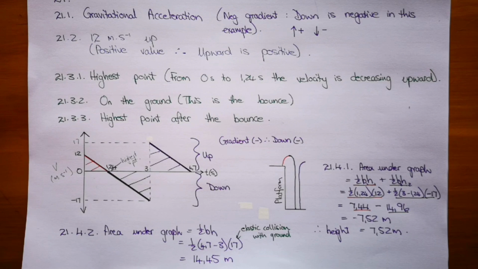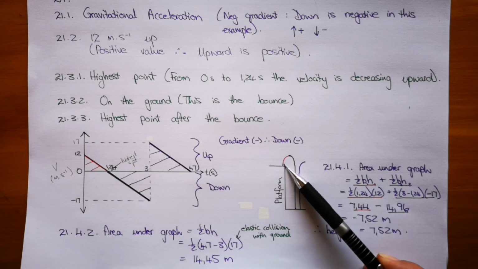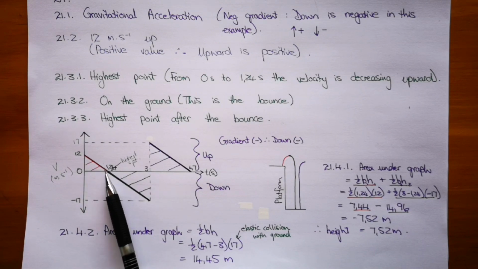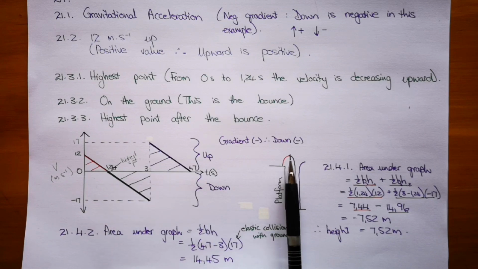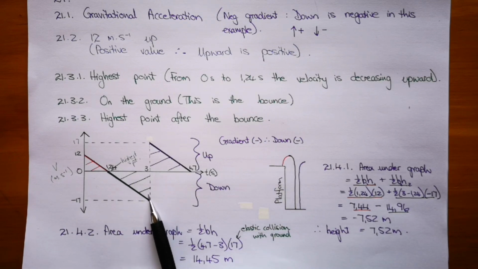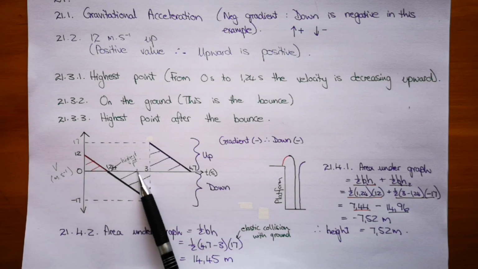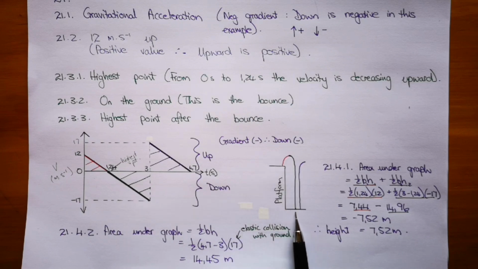So in 21.4.1, they want you to calculate the height of the ball above the ground as it left the thrower's hand. So this red part is that part. That gives you how high it goes up to the highest point. So it's from that platform to the highest point. Then the green part from the highest point to the ground is going to be this area. So this area is the little flight upwards, and this area will give you from the highest point to the ground. They're not asking either of those two values.